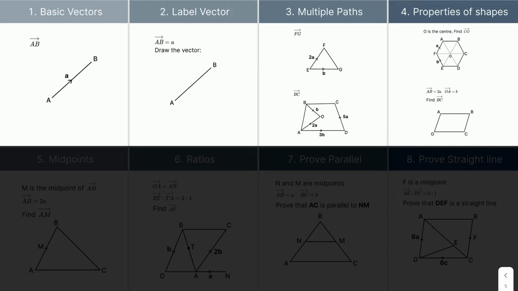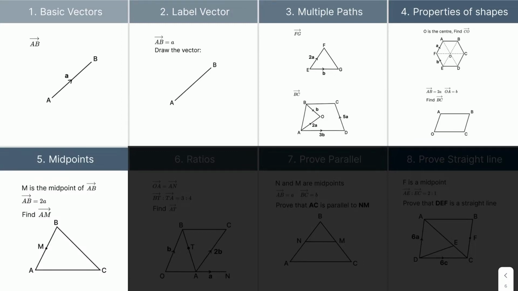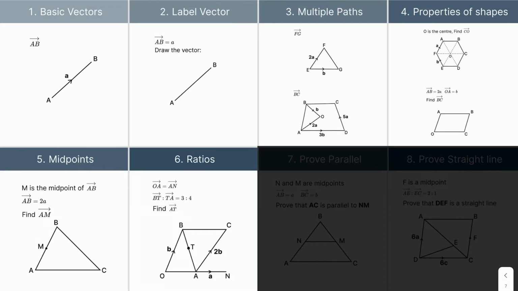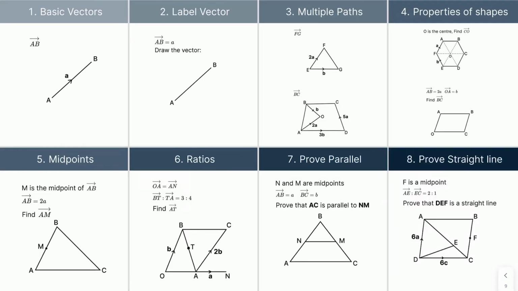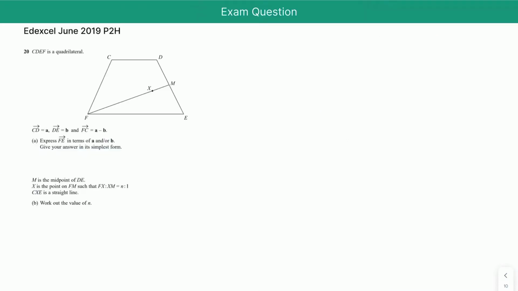And then we're going to look at properties of shapes, so parallelograms, hexagons, looking at parallel sides, and so on and so forth. We are then going to look at midpoints, for what happens when you've got something like that. And then we're going to look at ratios, and then proving parallel sides, like that question there. And then finally looking at proving straight lines. And as always, we'll wrap up with a real exam question.